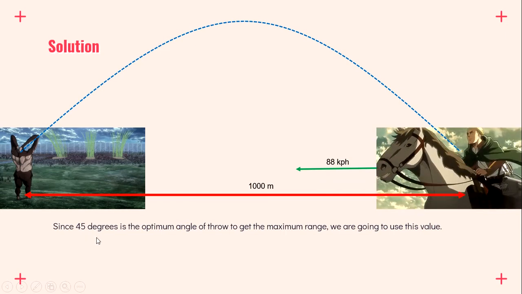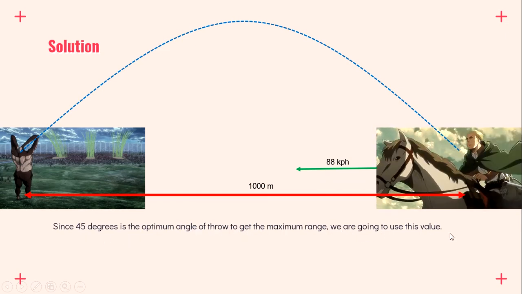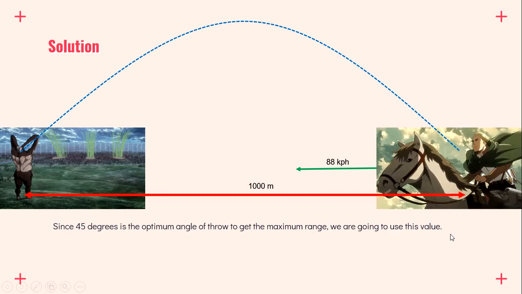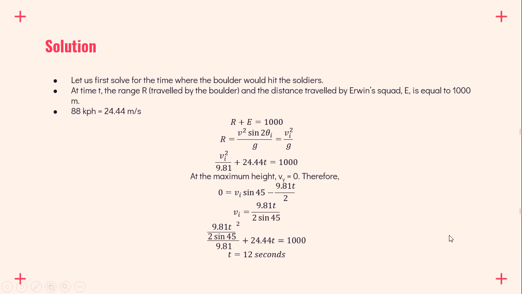So since 45 degrees is the optimum angle of throw to get the maximum range, we're going to use this value. So suppose that every throw that you make is 45 degrees. Okay, so let us solve first for the time that the boulder meets the soldiers, or the boulder will hit the soldiers. So at this time, the range R traveled by the boulder, and the distance traveled by the Erwin squad from their starting point is equal to 1,000.